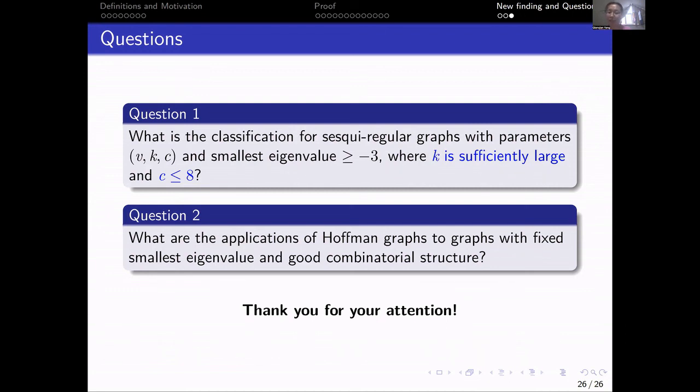And another natural question is, what can we do with Hoffman graphs for other graphs with good combinatorial structure and fixed smallest eigenvalue? Sorry that I did not control my time well and may have prepared too much in this talk. Okay, now my talk is over. Thank you.